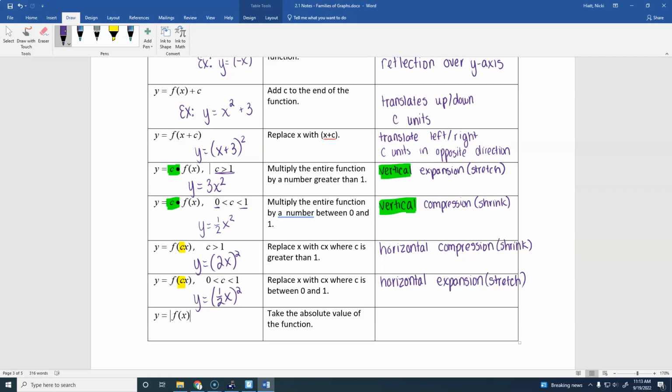Okay. Now notice here, this is important to notice, horizontal is whenever we have that C on the inside of the parentheses. And expansions and compressions all happen with multiplication. Adding and subtracting, that's our translations. That's up, down, left, right. Okay? So all 4 of these are multiplying. That's where we're going to see them.